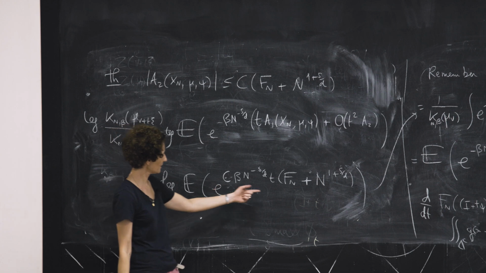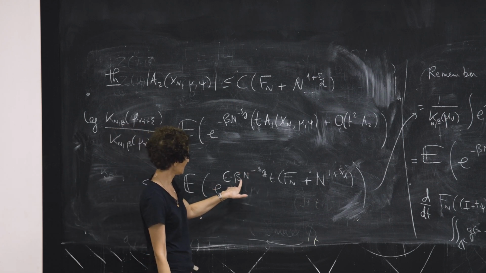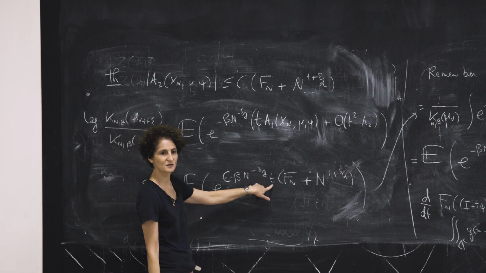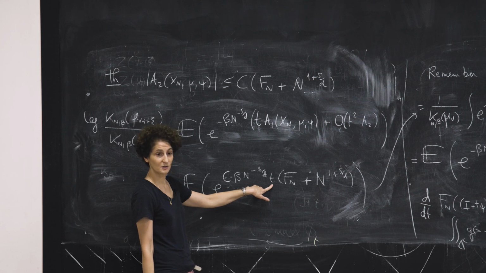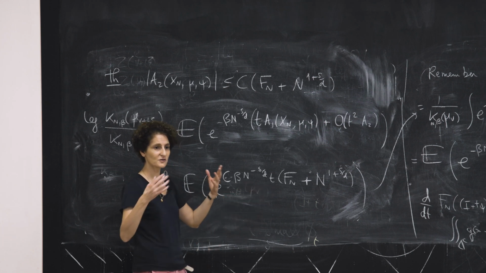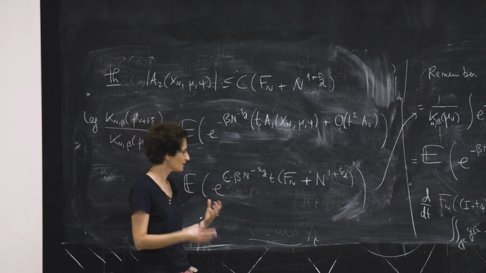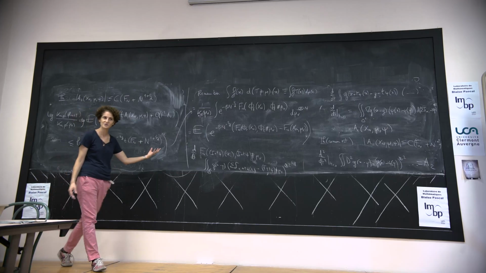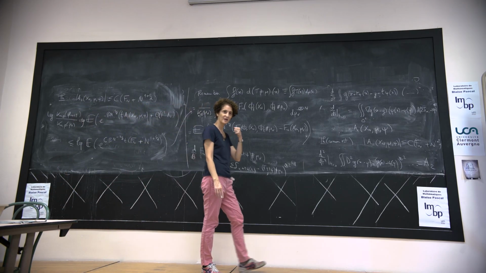Now, what do I have here? I have beta n to the minus s over d, and I have a small t. But I have the local laws, or actually the global laws. I know how to control exponential moments of the energy. We control them by n.